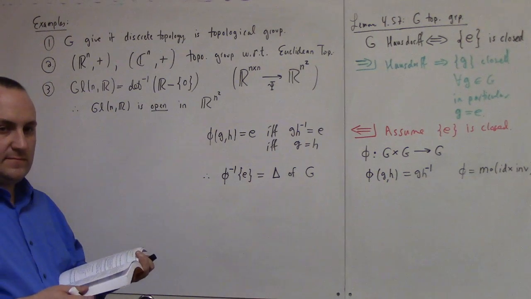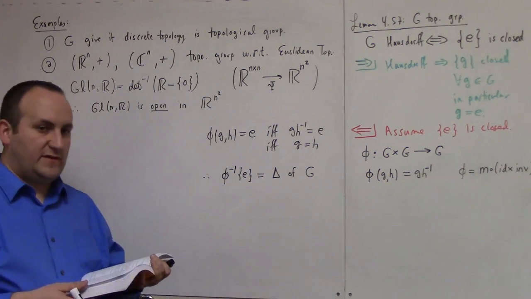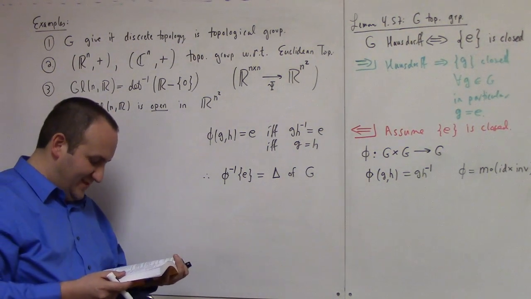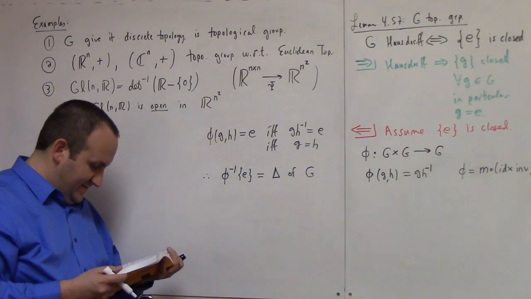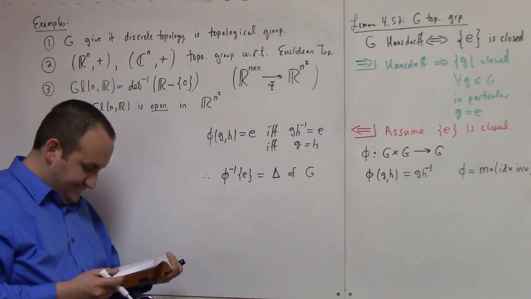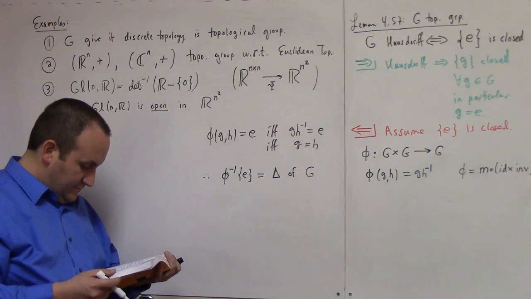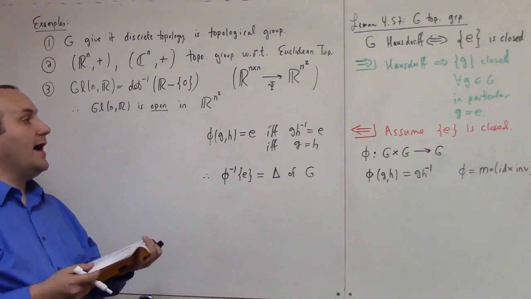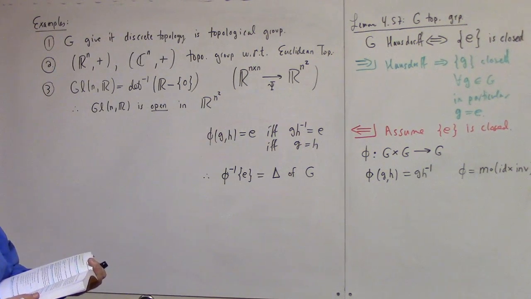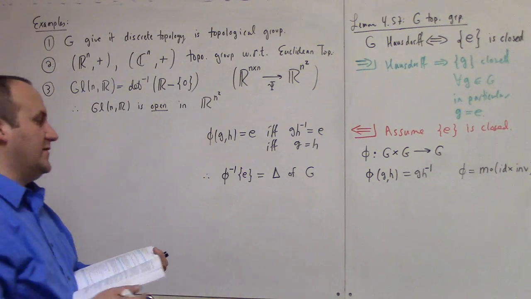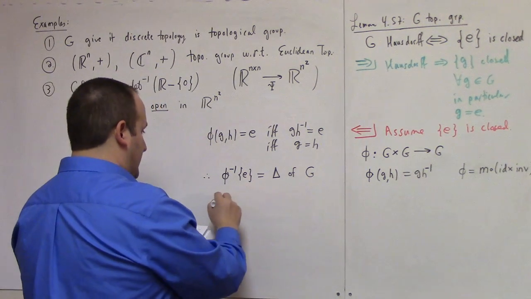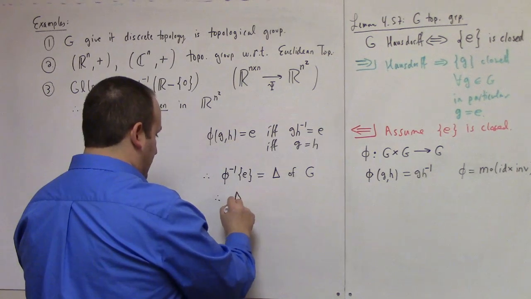Remember what that is? This is a set of pairs GG, so G is in G. Then what? Since E is closed, and phi is continuous, the pre-image is closed, so therefore the diagonal is closed.